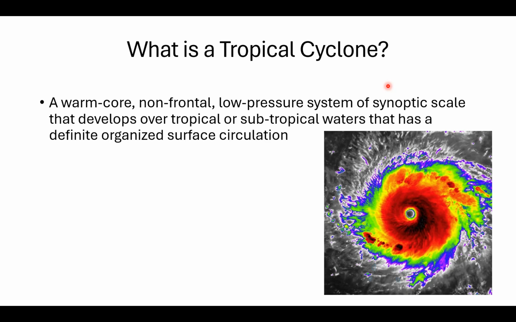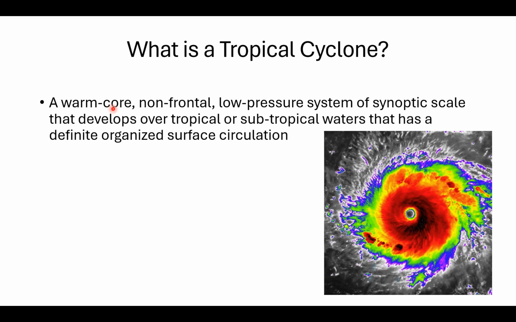First of all, what is a tropical cyclone? This is a warm core, non-frontal, low pressure system of synoptic scale that develops over tropical or even subtropical waters that has a definite organized surface circulation. All right, let's break down some of these terms in the definition of a tropical cyclone.